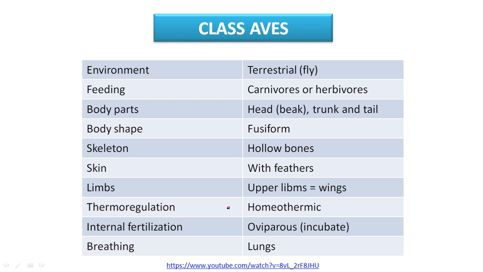Body parts, as most of the animals, their body is divided into head, trunk, and tail. In the head we can see that they don't have teeth, they have a beak or a bill, which is the same. Tienen pico y no tienen dientes. The body shape is fusiform. That means that they have a thicker body in the middle part and the ends are pointy. Son más gruesos en el centro y más apuntados en los extremos.